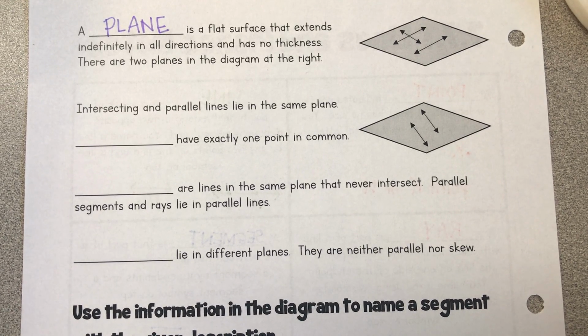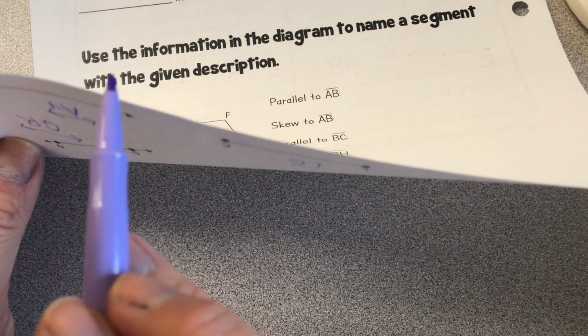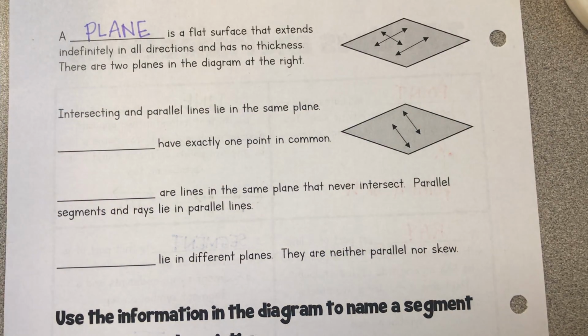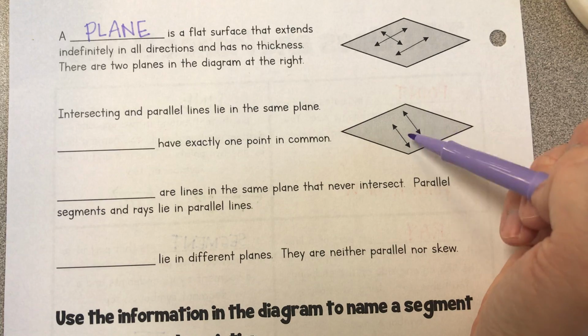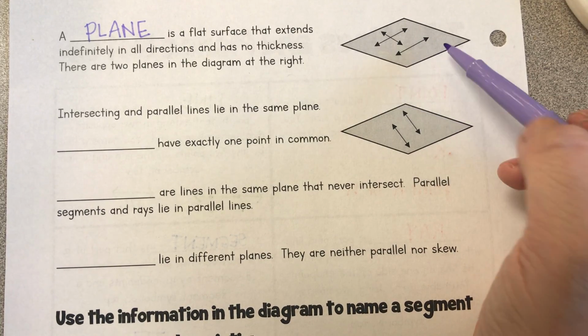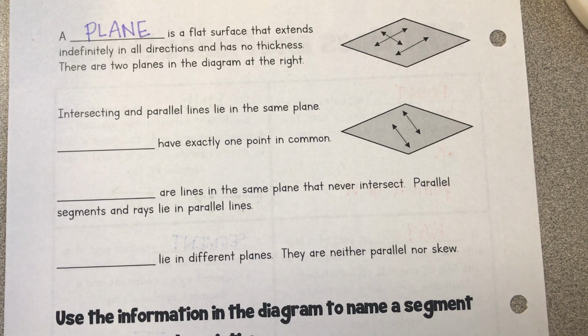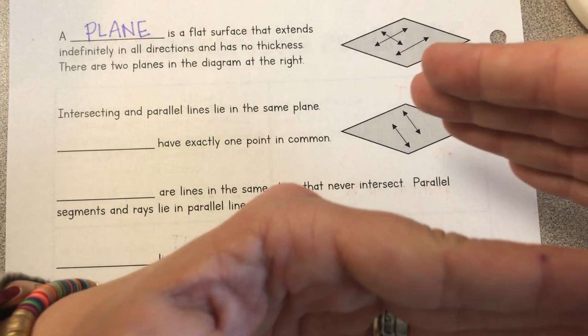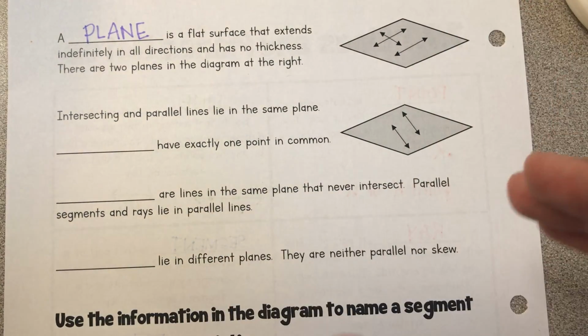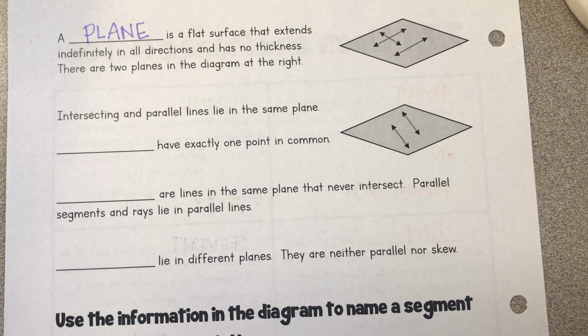Okay, and even my paper is not really a plane because this has a thickness to it. A plane is just the flat top of it. Over here it says there are two planes in the diagram at the right. This is a plane and this is a plane. If we were in person, I would show you, it's like having two pieces of paper, or my hands stacked on top of each other. Those are the two planes.